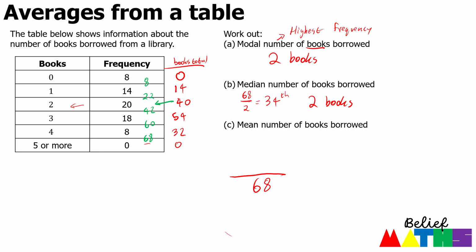If we add all those together, 14 plus 40 plus 54 plus 32, that means 140 books were borrowed in total. Divide that by the 68 people, by the 68 occurrences, and that gives us an answer of 2.1 books per visit. Now again, I know you can't borrow 2.1 books, but that's one of the drawbacks of using a mean. You might get a decimal answer that doesn't really make sense, but it just means on average people got 2 or a little more than 2.